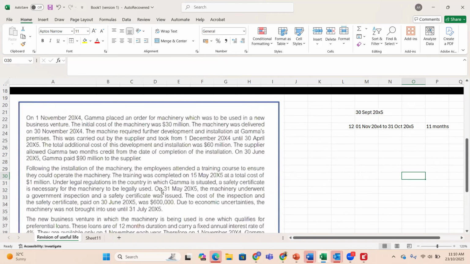We know for a fact that on 31st May we got the safety certificate. On 30th November it was delivered. On 30th April I got my installation done. By 31st May I got a safety certificate. Now I can run. So definitely the end date is 31st May. Tell me the beginning date.